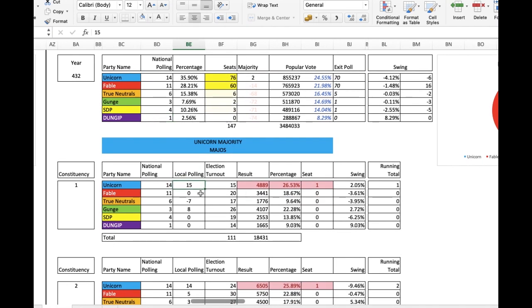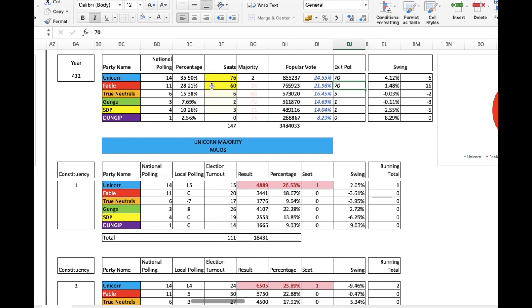Here we see constituency 1's local polling has gone up to 15 for the Unicorn Party. This is a safe seat for the Unicorn Party at this point. Gunge are kind of fighting back, but given the local and national bonus there, it's looking pretty safe for Unicorn here in constituency number 1. But the exit poll predicted a hung parliament with 70 seats for both the two major parties there.